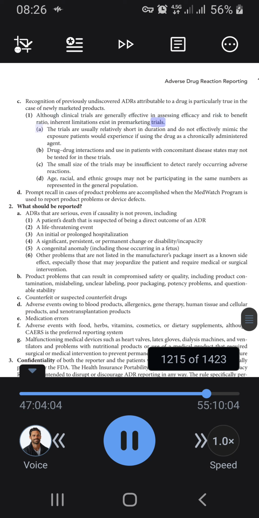A. The trials are usually relatively short in duration and do not effectively mimic the exposure patients would experience if using the drug as a chronically administered agent. B. Drug interactions and use in patients with concomitant disease states may not be tested for in these trials. C. The small size of the trials may be insufficient to detect rarely occurring adverse reactions. D. Age, racial, and ethnic groups may not be participating in the same numbers as represented in the general population.